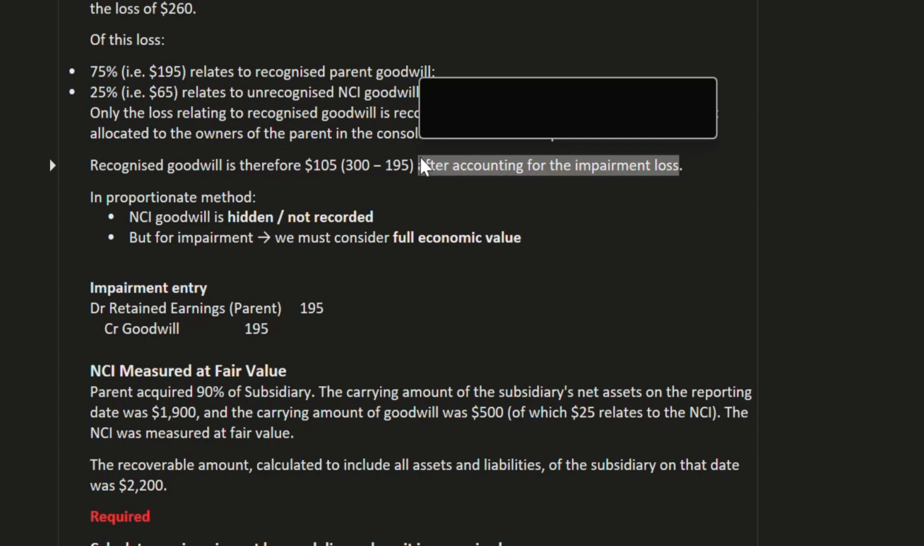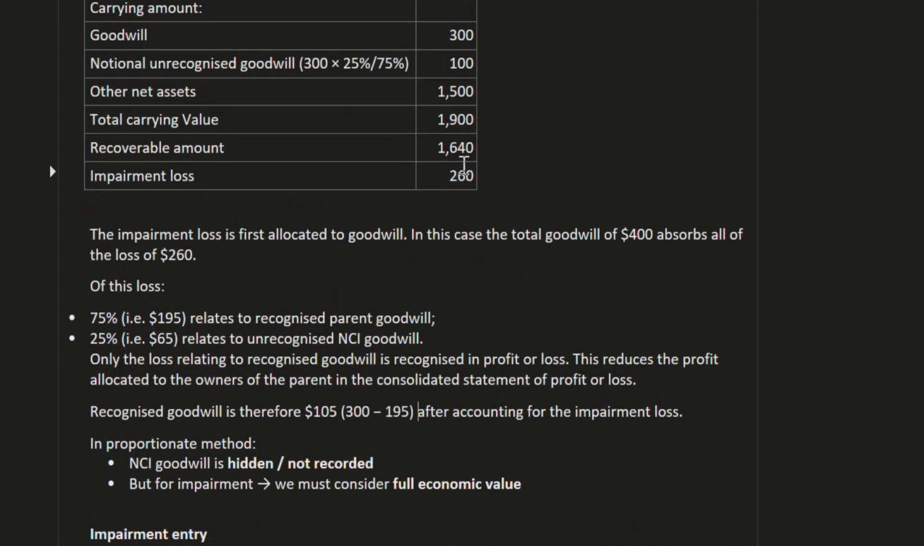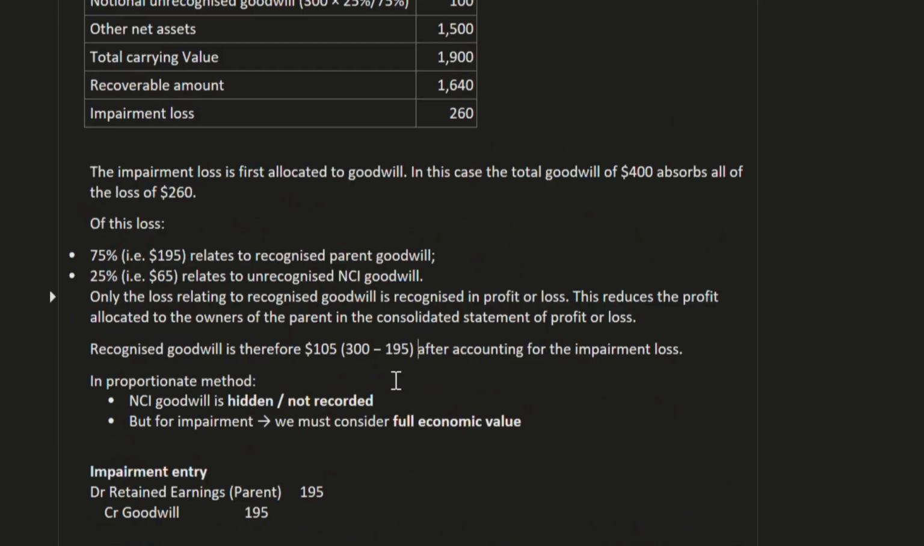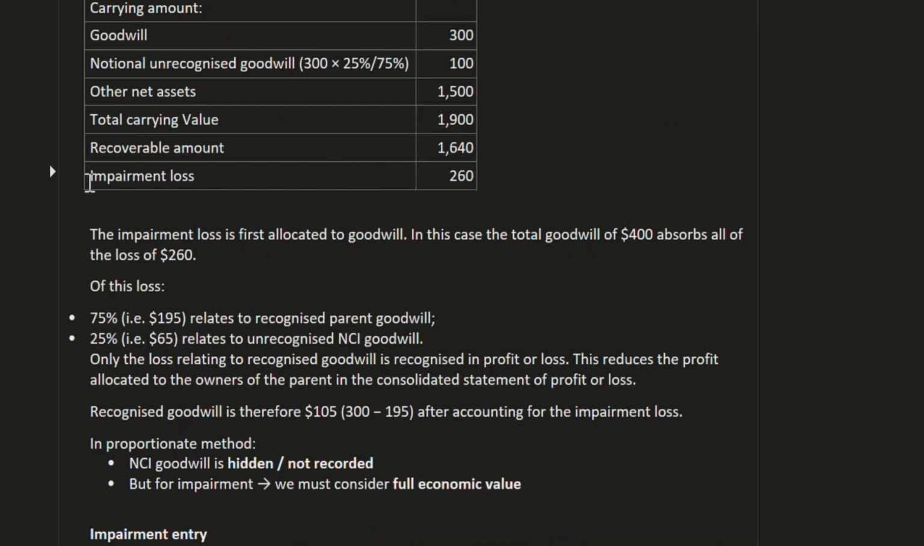Because for impairment loss we have deducted 195. Why not 260? Because 260 includes both parent as well as NCI. But in the case of partial goodwill, we don't consider NCI value. We only consider parent goodwill. We don't consider NCI goodwill. That's why. In the proportion method, NCI goodwill is hidden, not recorded, but for impairment we must consider full economic value, because for impairment we consider full value. That's the thing we need to understand.